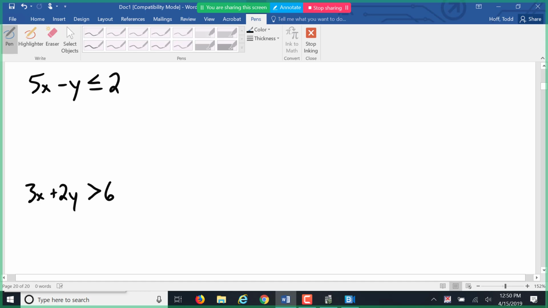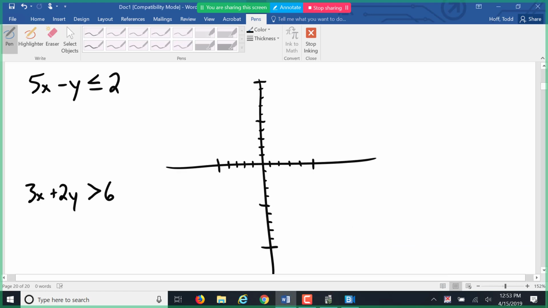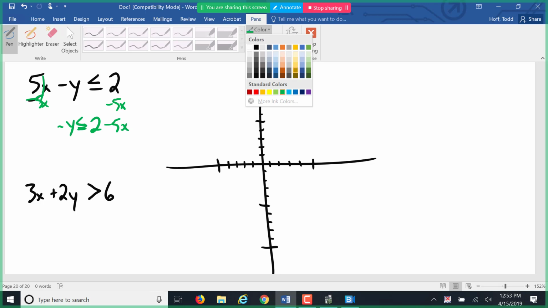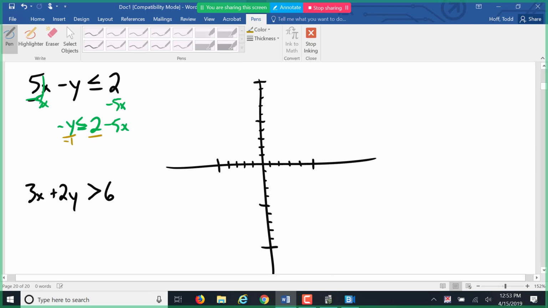In your notes, I want you to graph this system of inequalities quick. See what you come up with. Subtract the 5x. Get negative y is less than or equal to 2 minus 5x. Then we divide by negative 1 to get rid of the negative. We get y is greater than or equal to, because we have to flip the inequality, negative 2 plus 5x, or 5x minus 2, however you want to look at it.